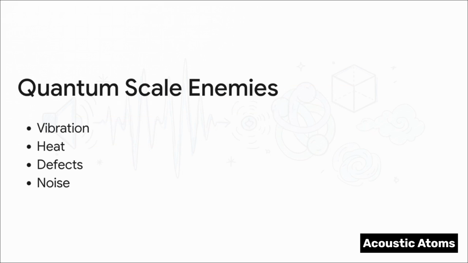And this brilliantly illustrates the real issue. When you shrink technology down this small, the environment becomes completely chaotic. The enemies of the quantum scale are just constant. You've got vibration, heat, material defects, and ambient electromagnetic noise everywhere. All of these factors have a massive detrimental impact. They are constantly threatening to destroy those super fragile quantum states that we actually need to process information. The quantum realm is basically a really tough neighborhood for data.